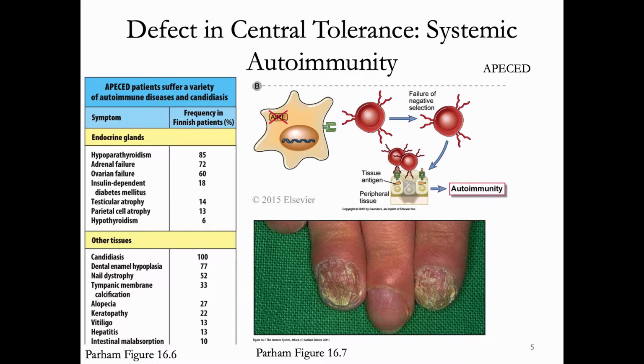Yep, Nadia. I just want to clarify, because I'm not sure, why is this classified as autoimmune as opposed to immunodeficiency?